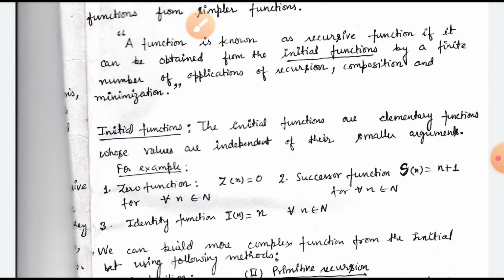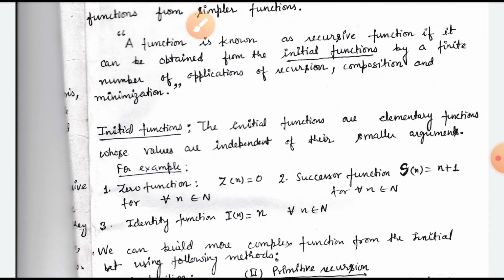Initial functions are elementary functions whose values are independent of the smaller argument. For example, the zero function, z of n is equal to 0. Whatever the argument, the value will be 0. It is independent of the value of n.